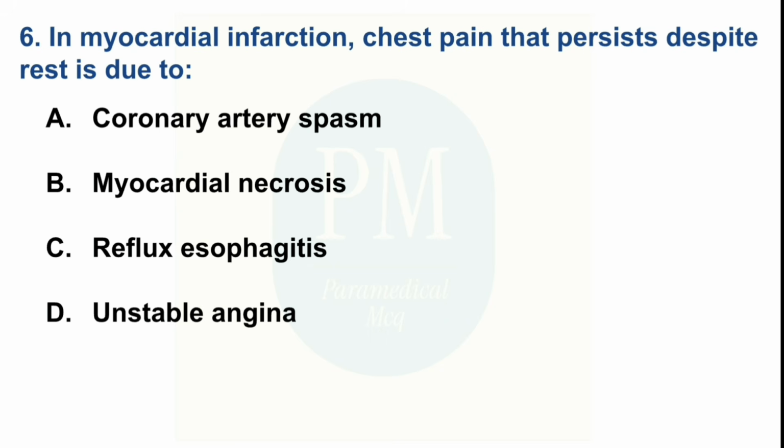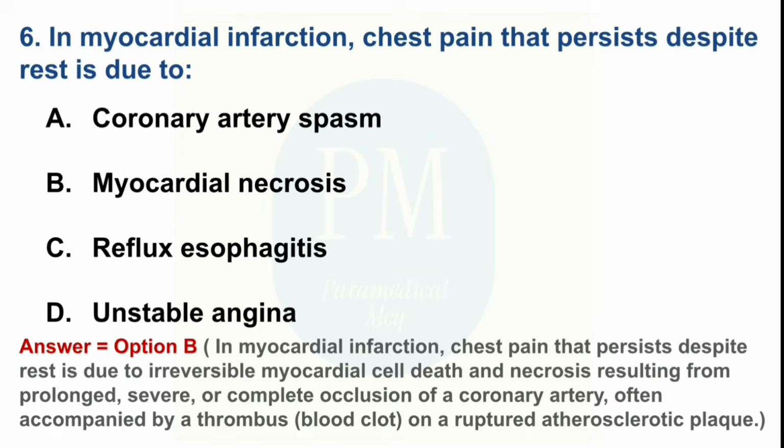In myocardial infarction, chest pain that persists despite rest is due to: Option A, coronary artery spasm. Option B, myocardial necrosis. Option C, reflux esophagitis. Option D, unstable angina. The correct option is option B, myocardial necrosis.